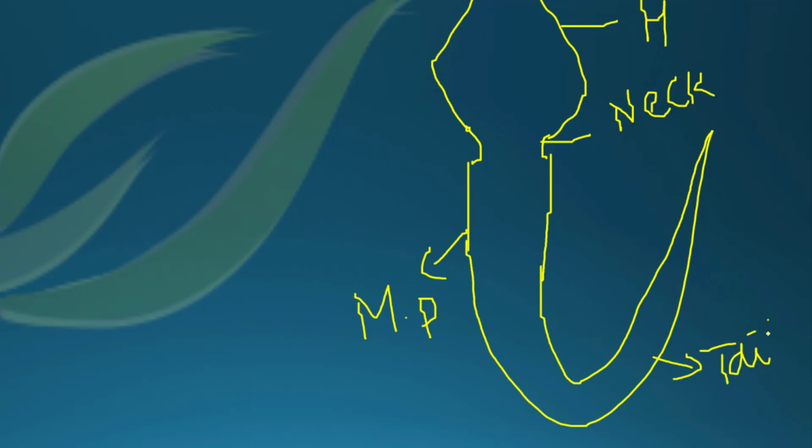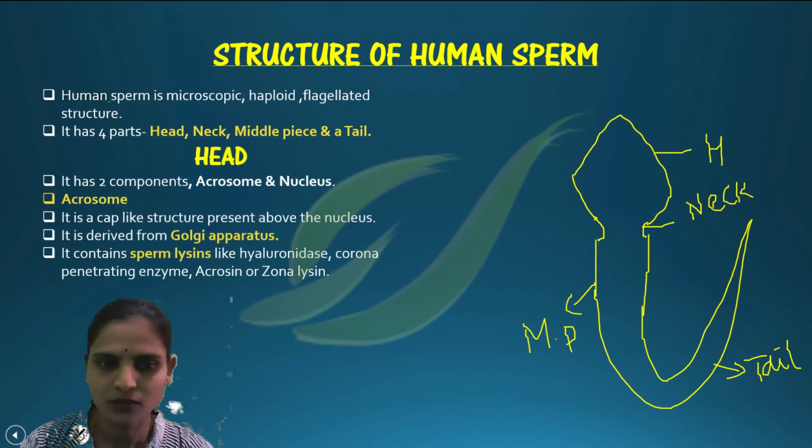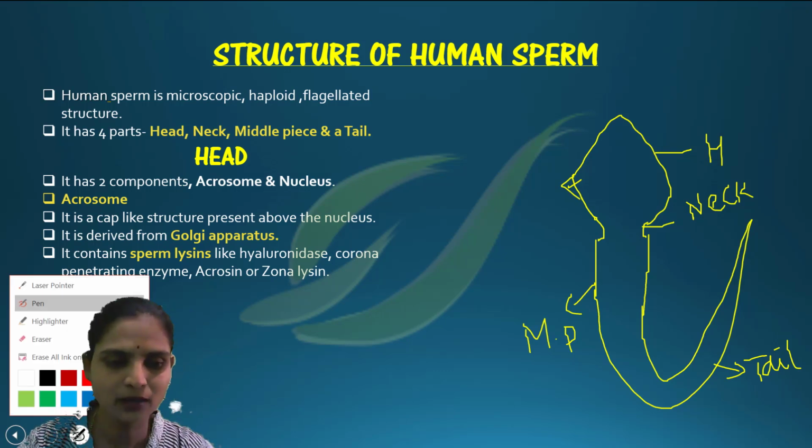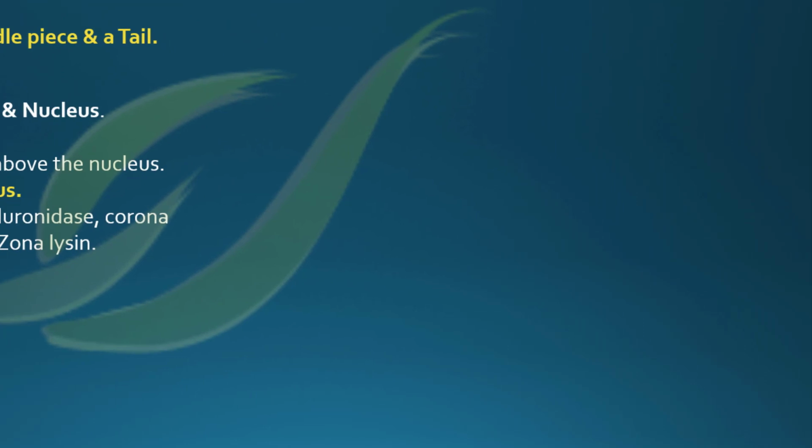Now we are going to study each and every part separately, and at the end we will study the complete structure of the sperm. First we are going to study the head part. The head consists of mainly 2 components: the acrosome and the nucleus.